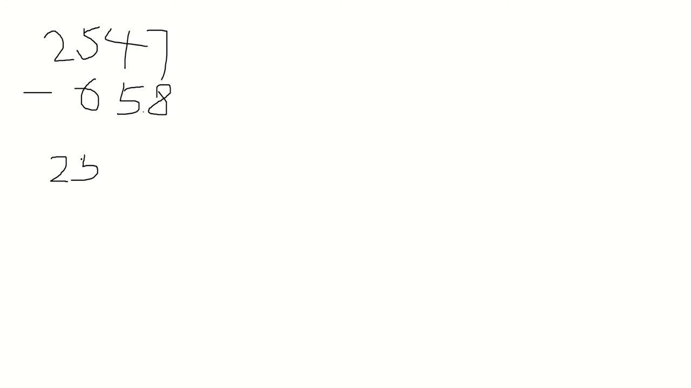Consider an example: 2547 minus 658. Now we use 2547 plus another number. The number has the same number of digits as 658.